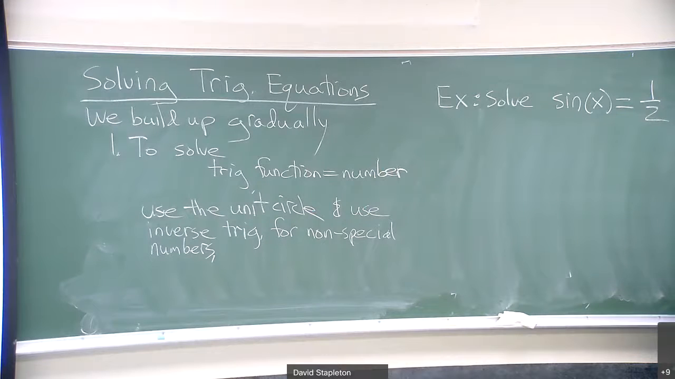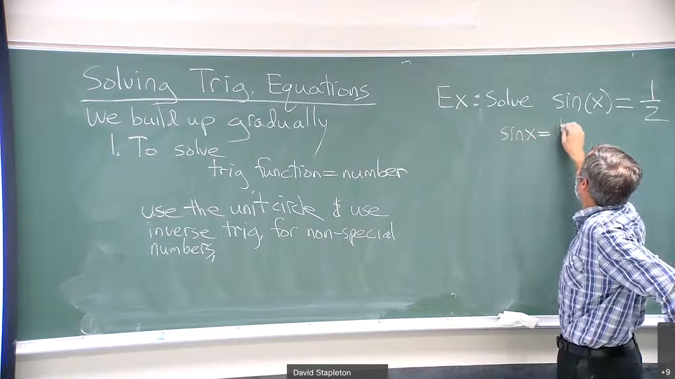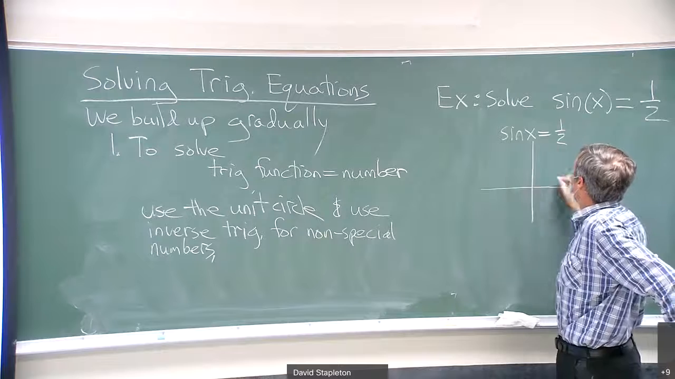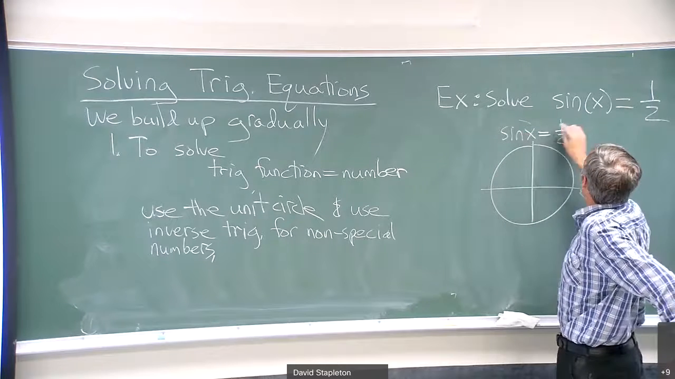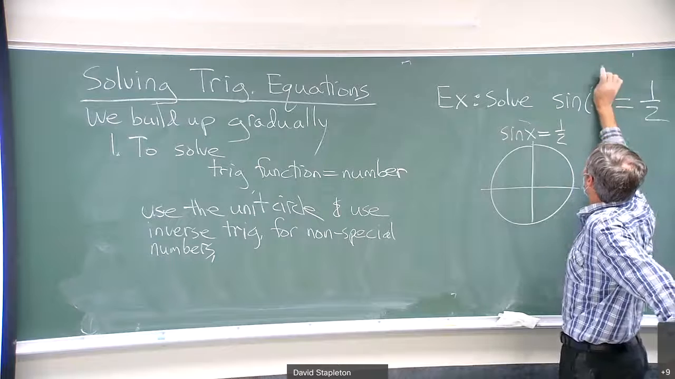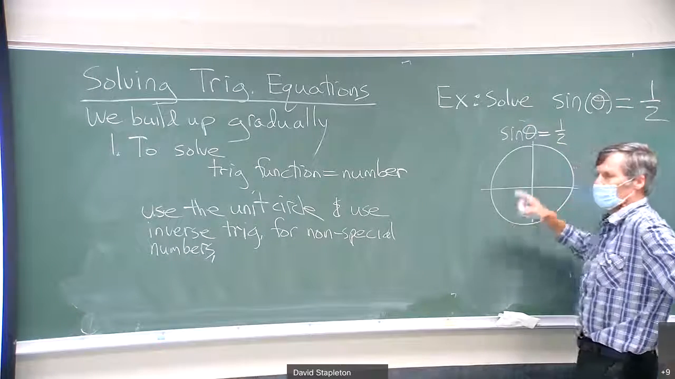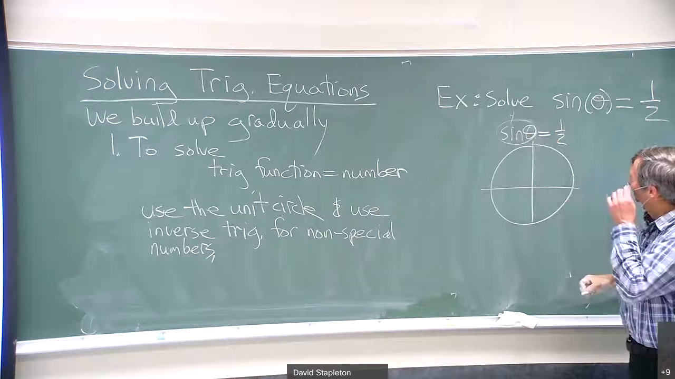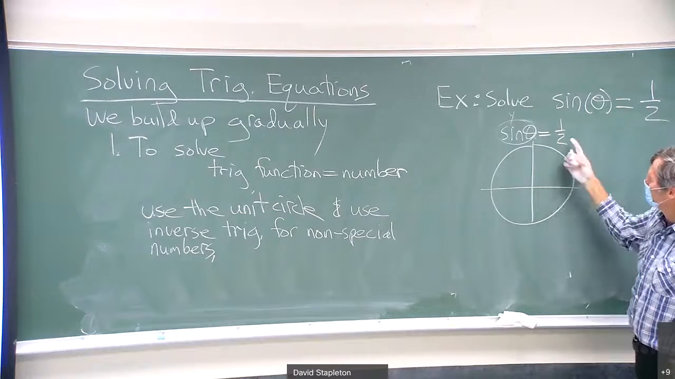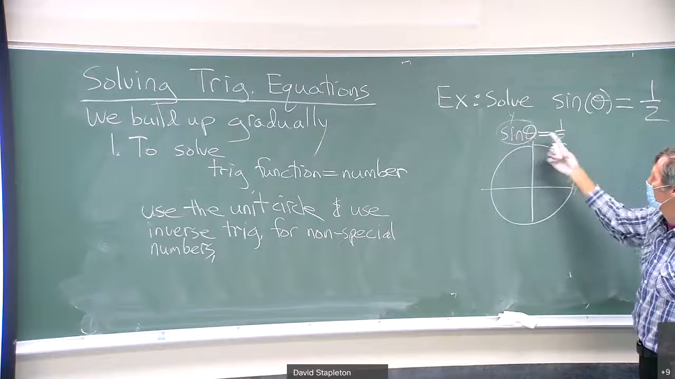We need the unit circle. Here's how you can do it. You take sine x equals 1/2, sketch the unit circle, and then let me not call it sine x, let's call it sine theta. Sine theta equals 1/2. I don't want to use x for cosine. And we'll say sine theta is the y coordinate on the unit circle. And so I need all points on the unit circle whose y coordinate is 1/2.